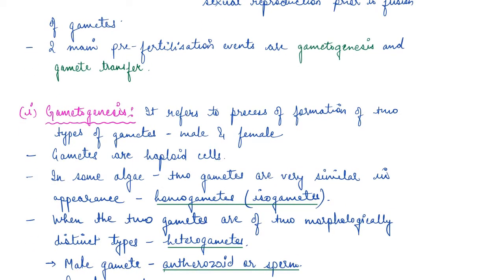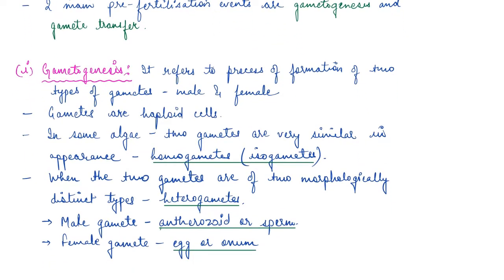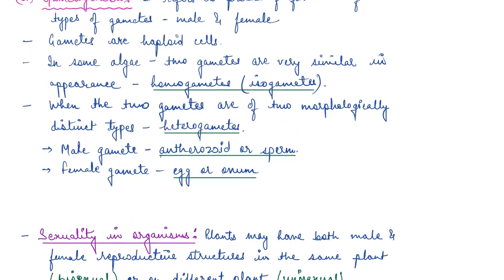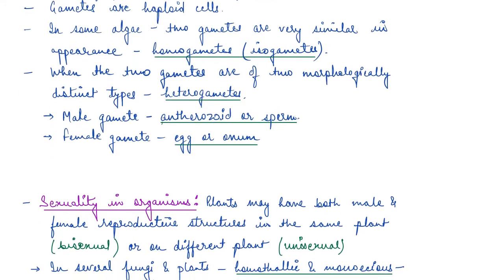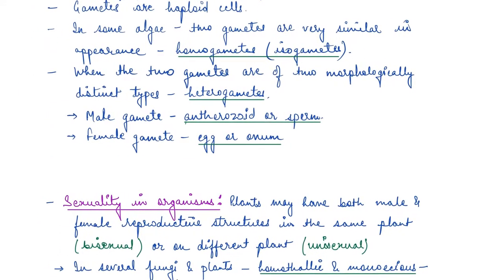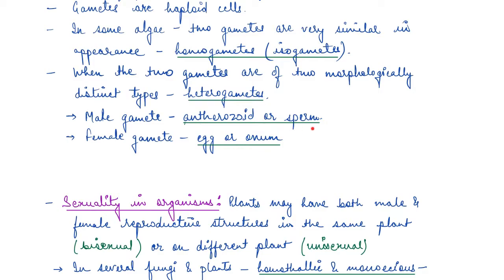Okay, so basically, the gametes can be of two types. They can be either very similar, both male and female, which is homogamete or isogamete. In some cases, they are very different, morphologically distinct, which is known as heterogametes. The male gamete is known as antherozoid or sperm, and the female gamete is known as egg or ovum.